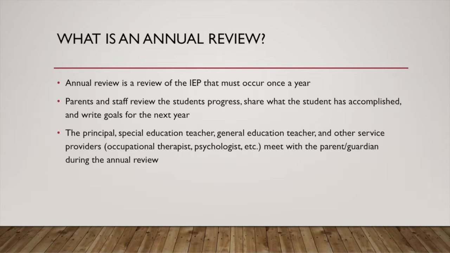So an annual review. Annual review is a review of the IEP that must occur once a year. Parents and staff review the student's progress, share what the student has accomplished, and write goals for the next year. The principal, special education teacher, general education teacher, and other service providers, occupational therapists, psychologists, meet with the parent/guardian during the annual review.